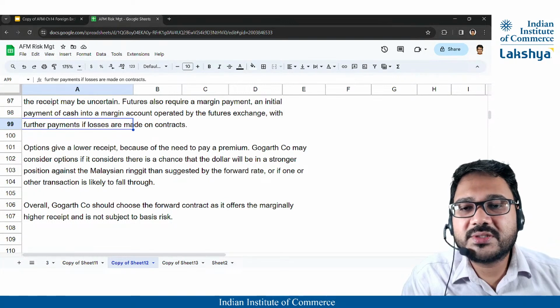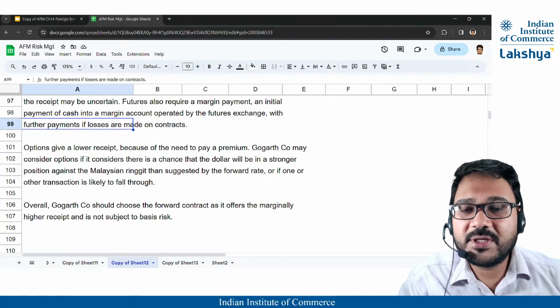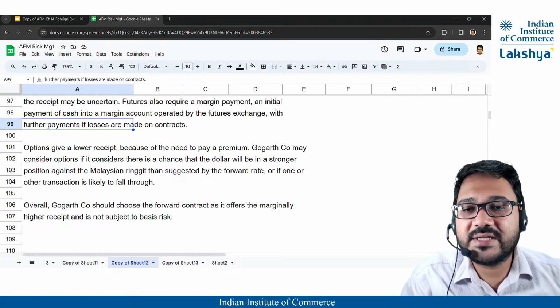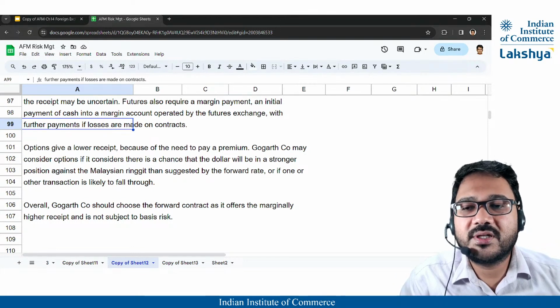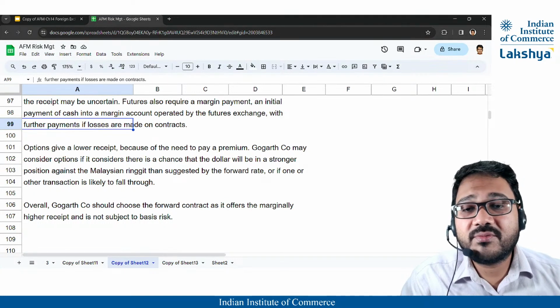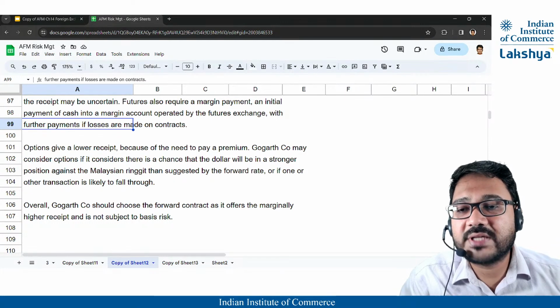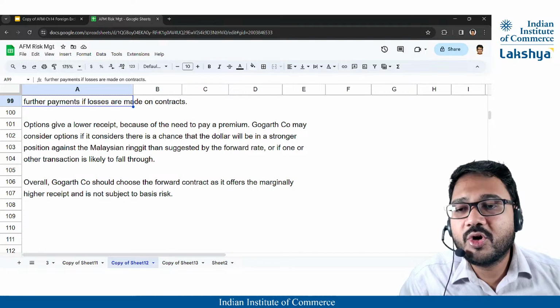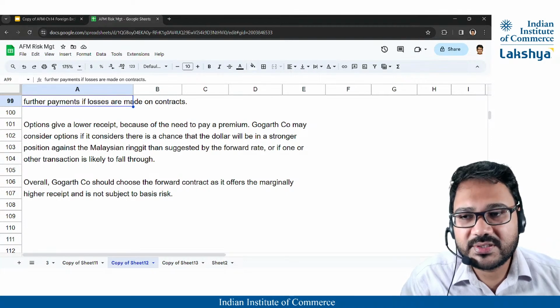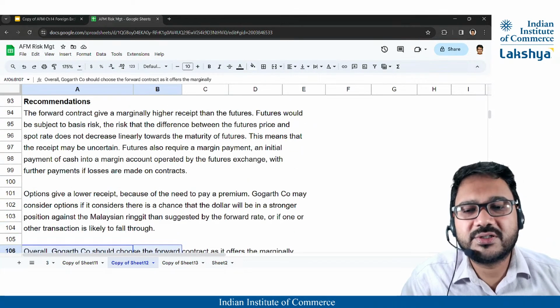Options give lower receipts because of the premium that needs to be paid. Go-Guard company may consider options if it considers there is a chance the dollar will be in a stronger position, so the dollar appreciates against MR, or if one of the transactions is likely to fall through. Overall, Go-Guard company would choose the forward contract as it offers the marginally higher receipt and is not subject to basis risk. This is how you will conclude.